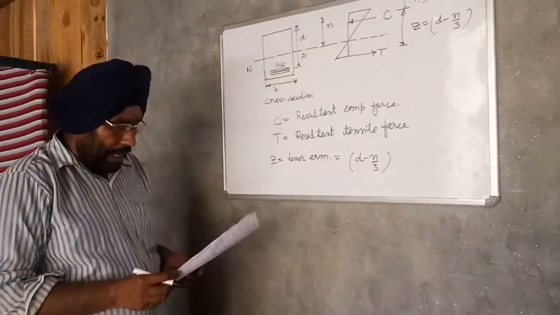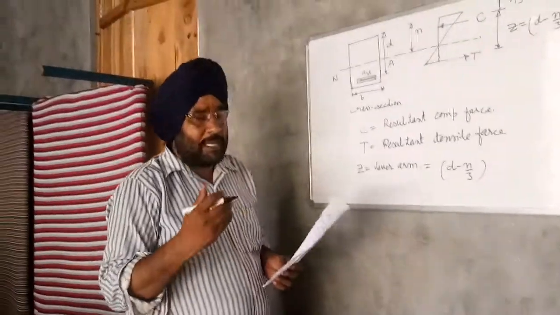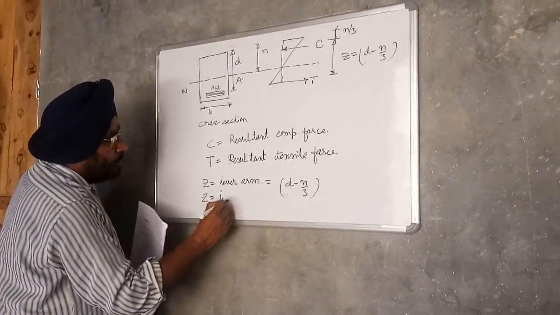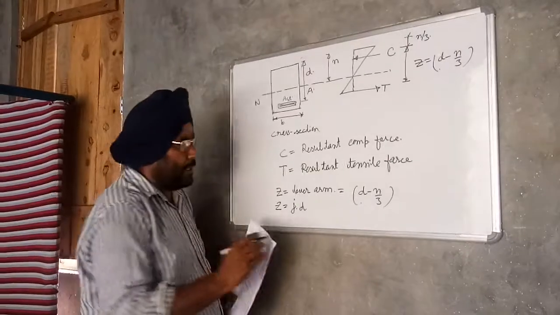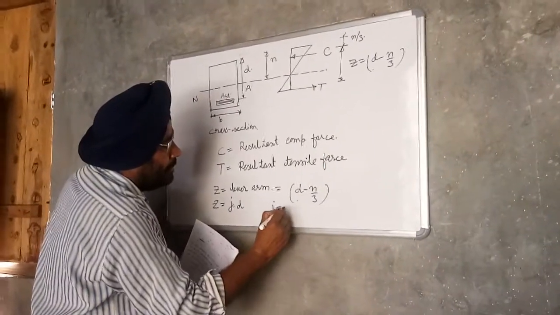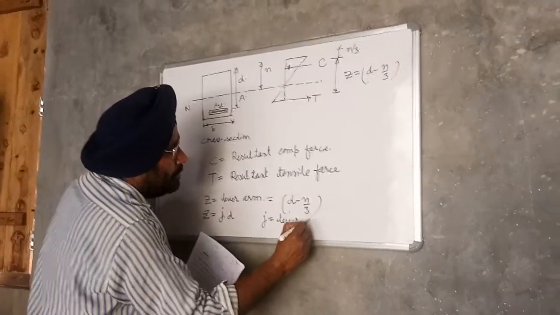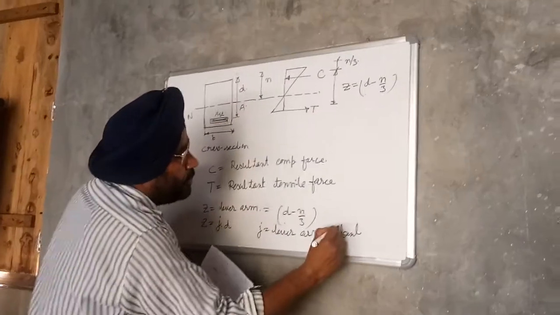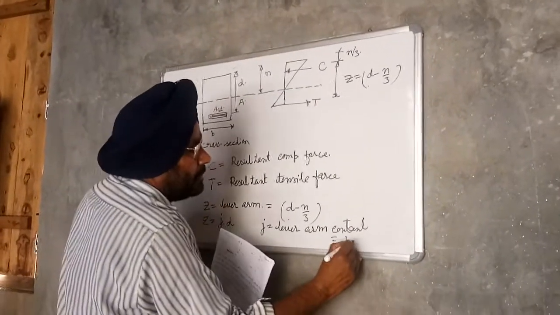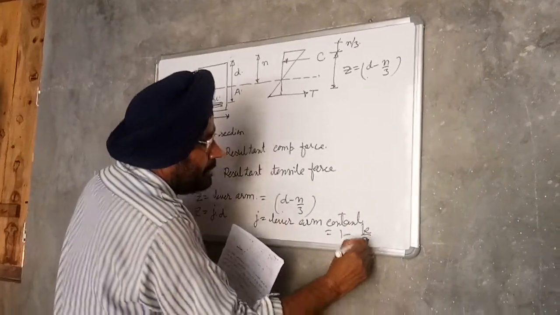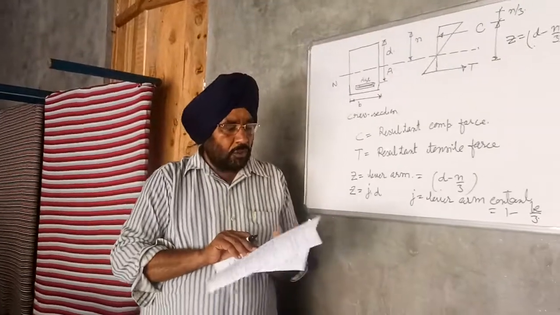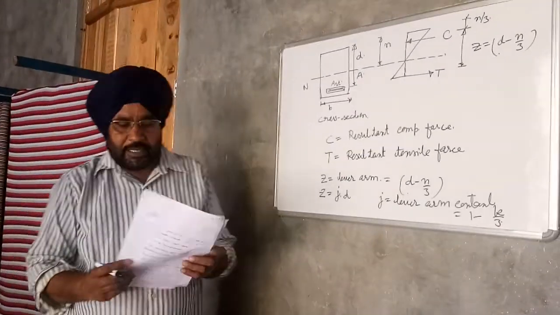So lever arm can also be expressed as Z is equal to jd, where j is the lever arm constant. So this is equal to 1 minus k by 3, where k is the neutral axis factor. So then moment of resistance.